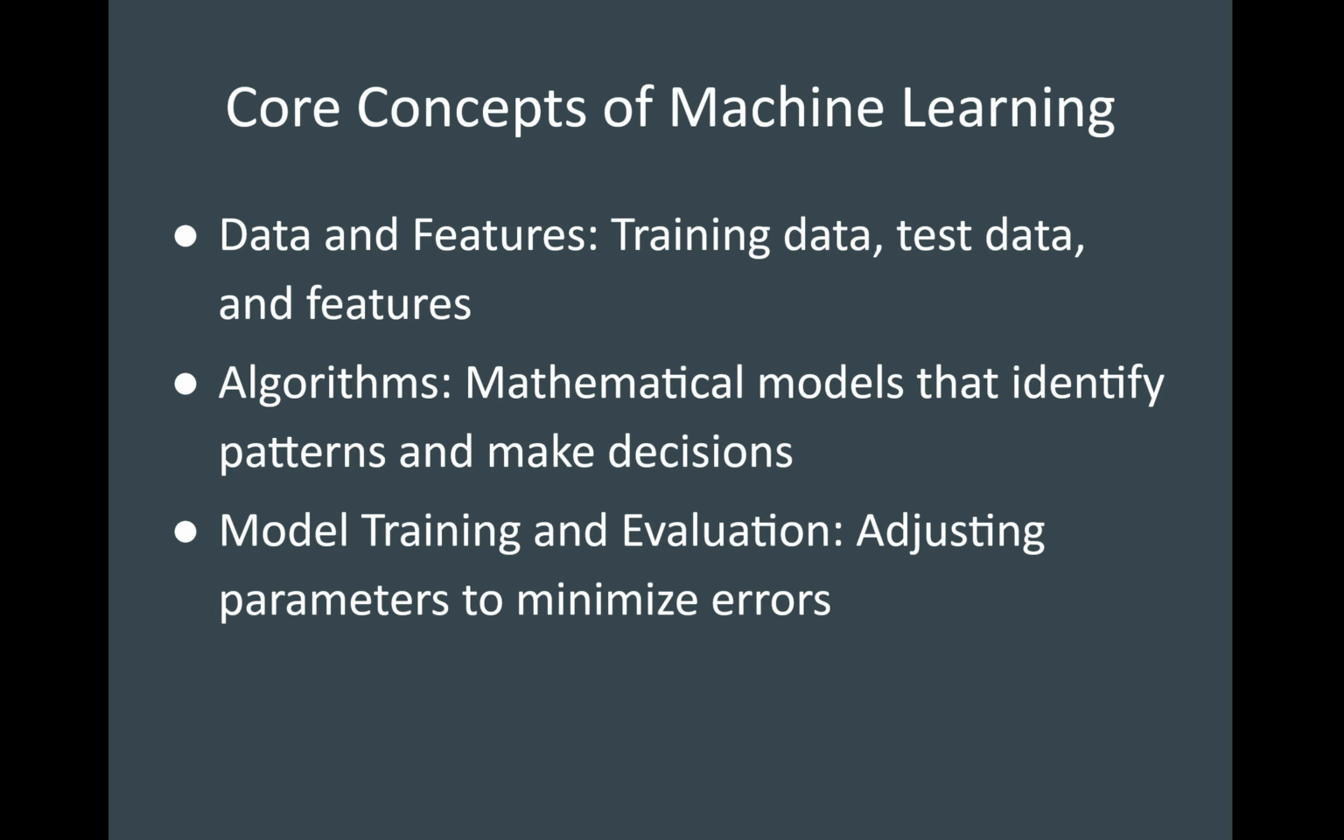And then there are algorithms. Machine learning algorithms are mathematical models that process data to identify patterns and make decisions. Different types of algorithms are suited for various tasks such as classification, regression, clustering, and more. And then there is model training and evaluation. Training a model involves feeding data into the algorithm and adjusting its parameters to minimize error. Evaluation involves testing the model's performance on unseen data to ensure its accuracy and generalization.